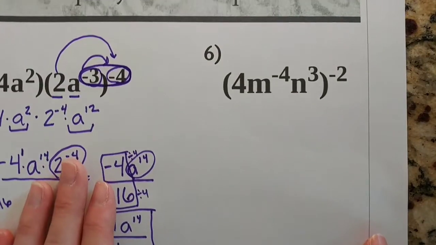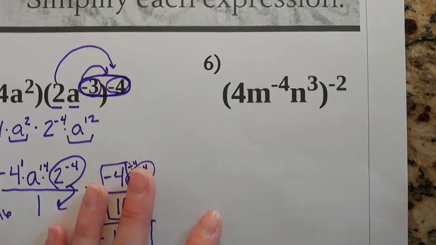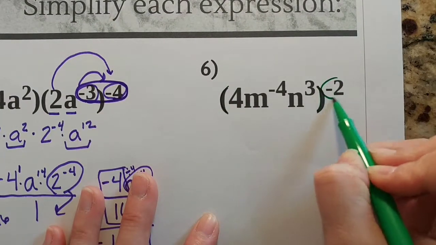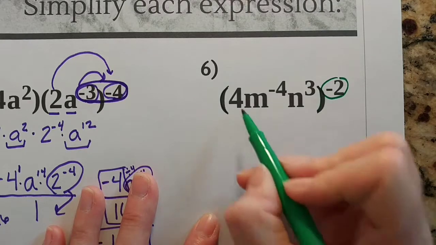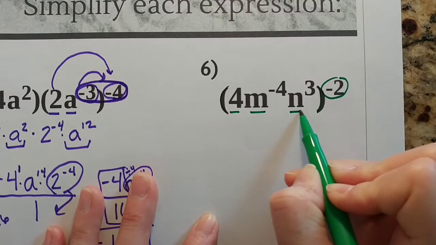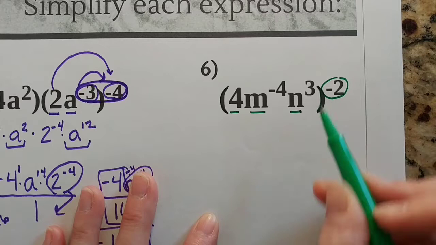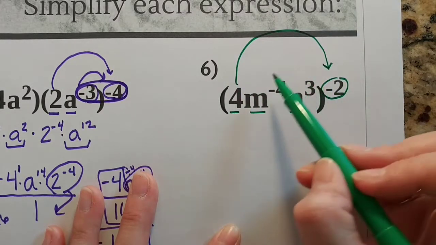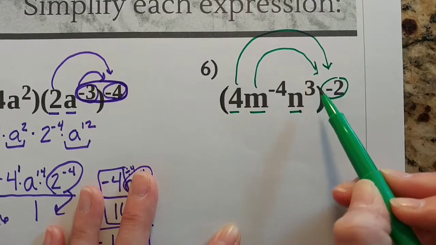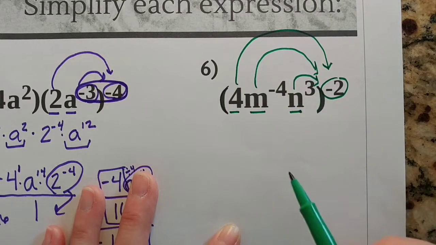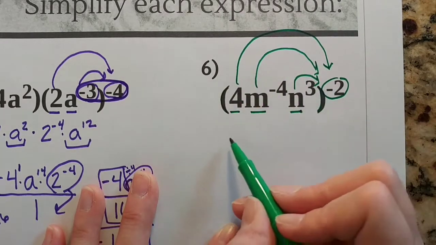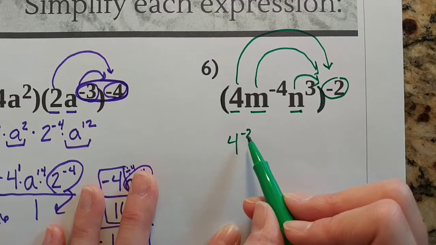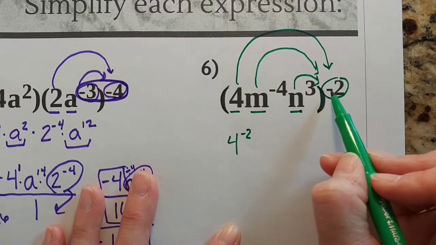All right, let's try 6. Looks like everything's in parentheses and all of it's being brought up to the negative second power. All 3 of these factors in the parentheses have to shoot up to the negative second power. 4 goes to the negative second power. M goes up to the negative second power, and so does the n. All right, let's write this down. 4 to the negative second. Remember, you can't evaluate that yet. There's a negative exponent. M is going to shoot up to the negative second power.